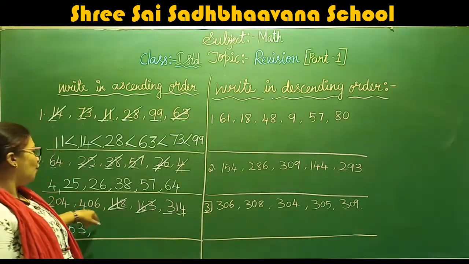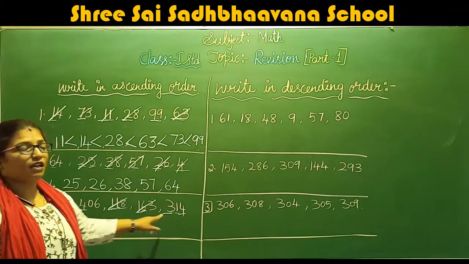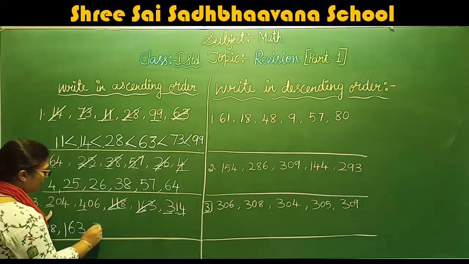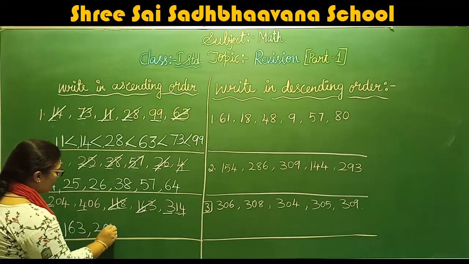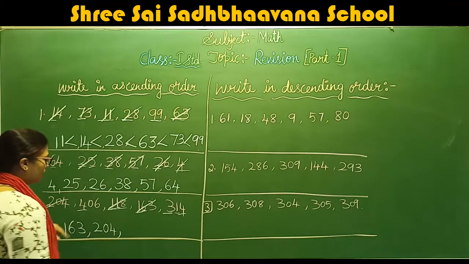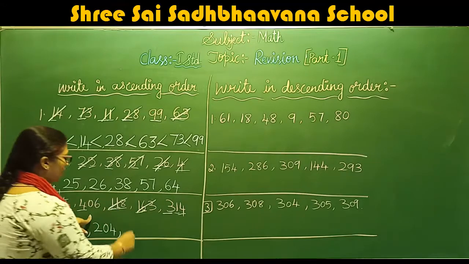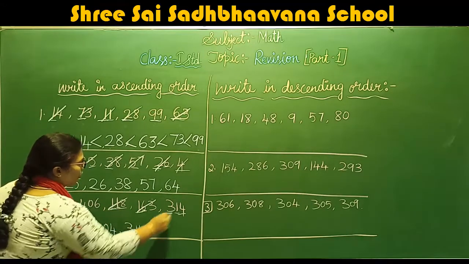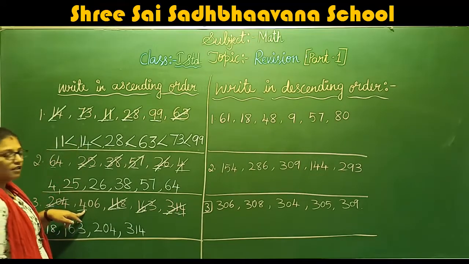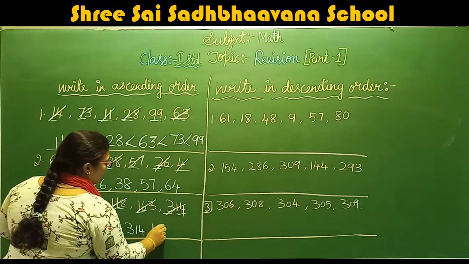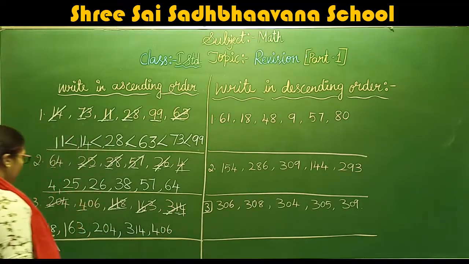So next we have 2, 4 and 3. 2, 4 and 3. Which is the small number? 2 only is small. 204. So next 4 and 3. Which is the smallest number? 3 is the smallest number. So last we are writing 406.